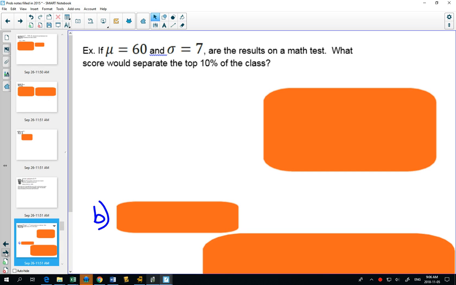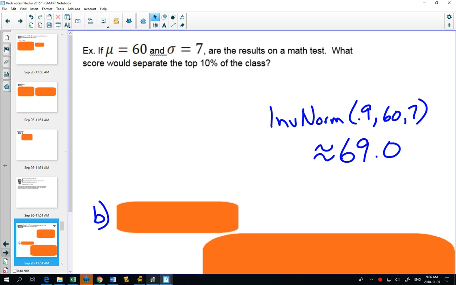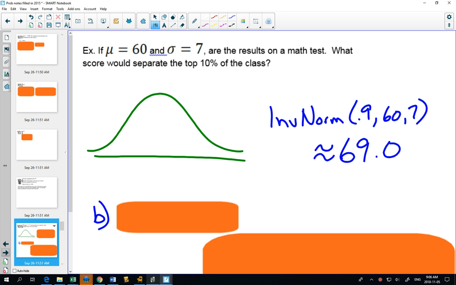So here's an example. If the average on a test was 60% and the standard deviation in the class was 7, what score would separate the top 10% of the class? So if we draw a picture of this normal distribution, we've got 60 right here in the middle, 3 standard deviations above, 3 standard deviations below.